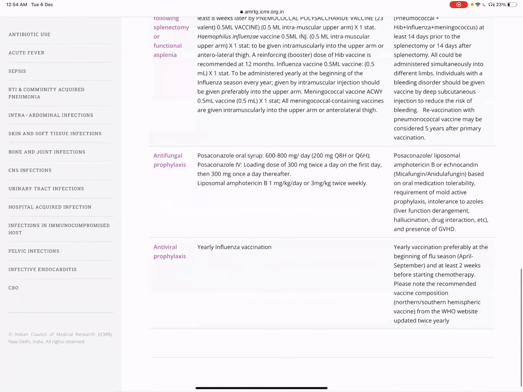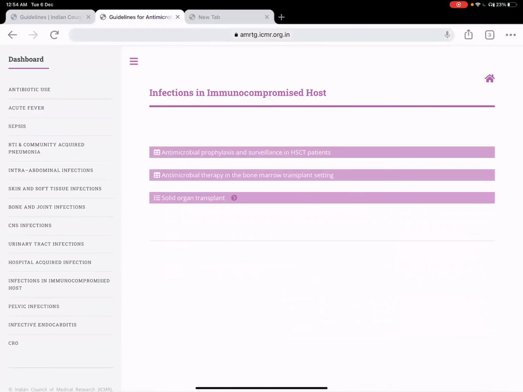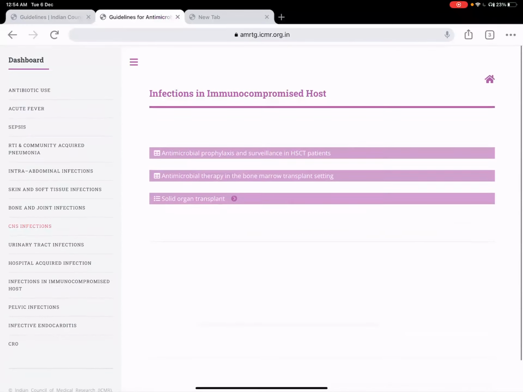Okay, that CLABSI page is not opening. CLABSI, again, same thing only. Central line, I told you, we are inserting from outside, so you have to give vancomycin. Okay, that's all. Infective endocarditis, I'm not discussing. Carbapenem resistance, I'm not discussing.